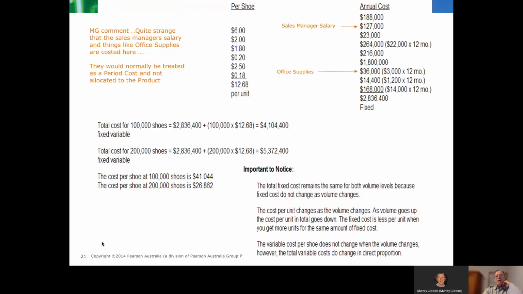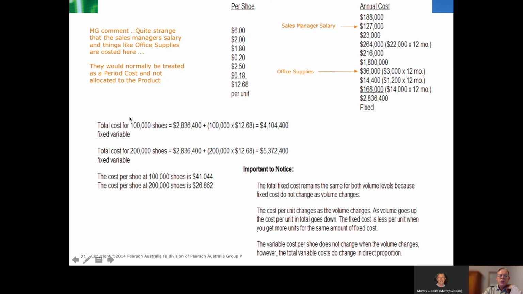One of the nice things about being able to split your variable costs and your fixed costs is it does help when it comes to budgeting. So if we've worked out our total fixed costs of $2,836,400, and we've put all of our variable costs together, and we've worked out that the cost per shoe is $12.68, it makes it very easy when it comes to budget then at a range of levels of activities.